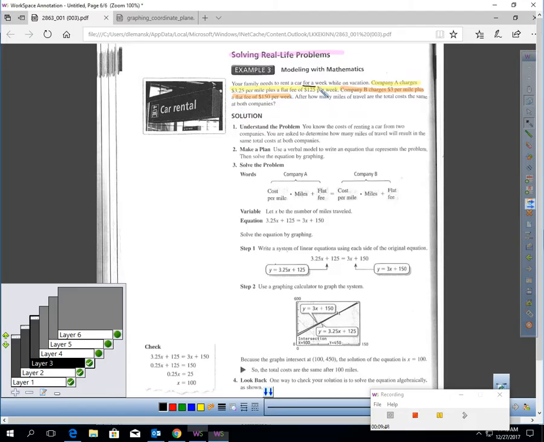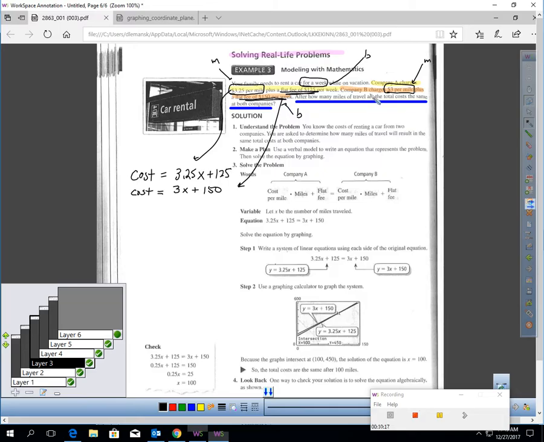Okay? You're going for a vacation for a week. You got to pay this much a mile. That's the slope. You got to pay that much a mile. That's a slope. And then they charge a flat fee of $125. That's your y-intercept. They charge a flat fee of $150. That's your y-intercept. So you can easily write two equations. How many miles of travel are the total cost at both companies?